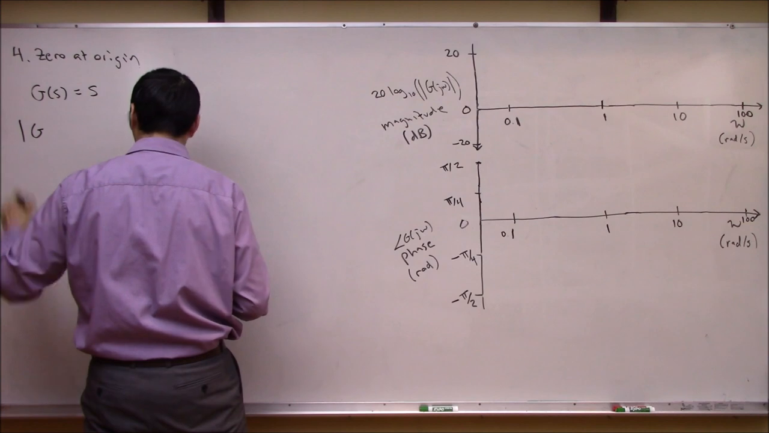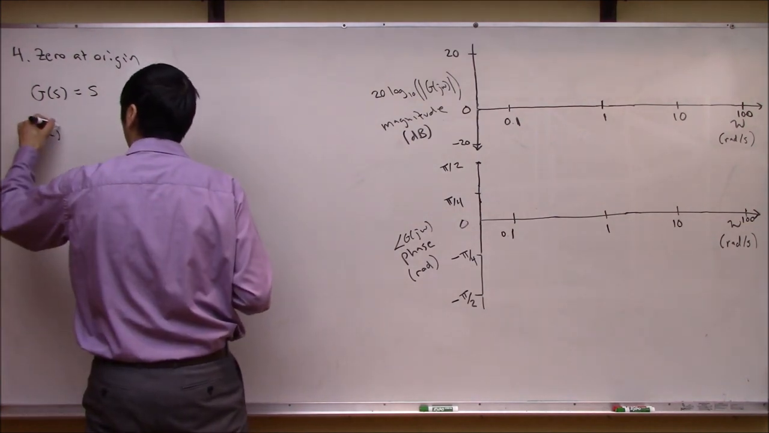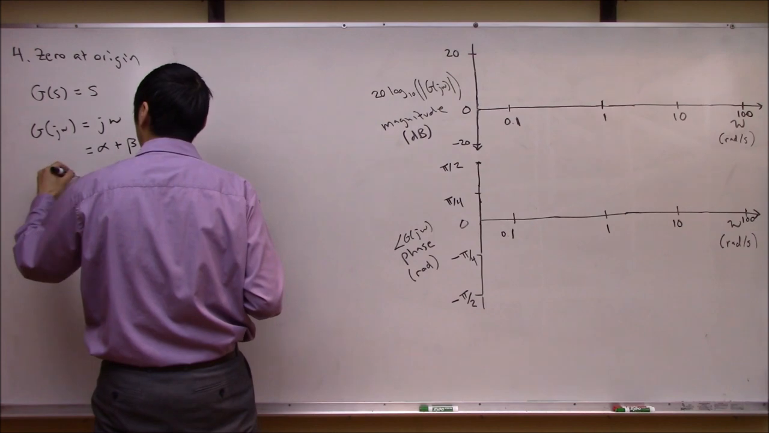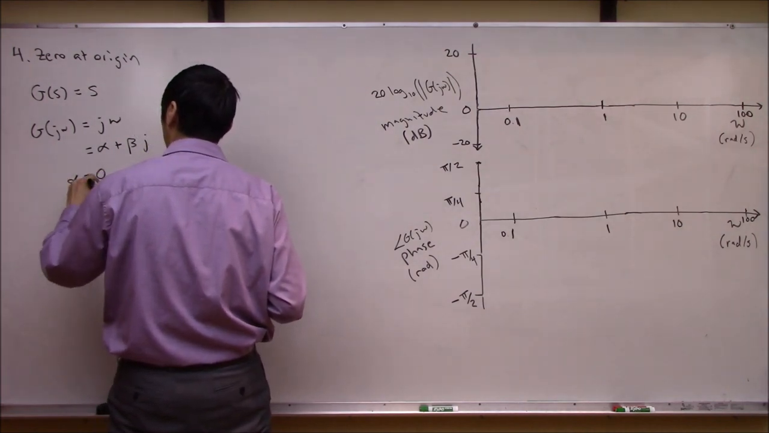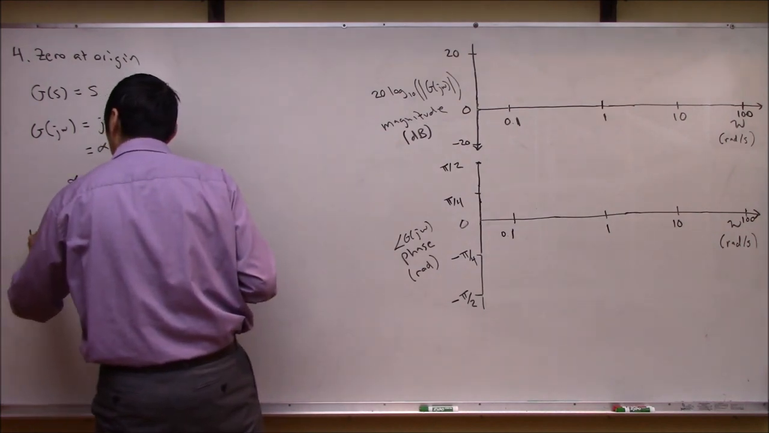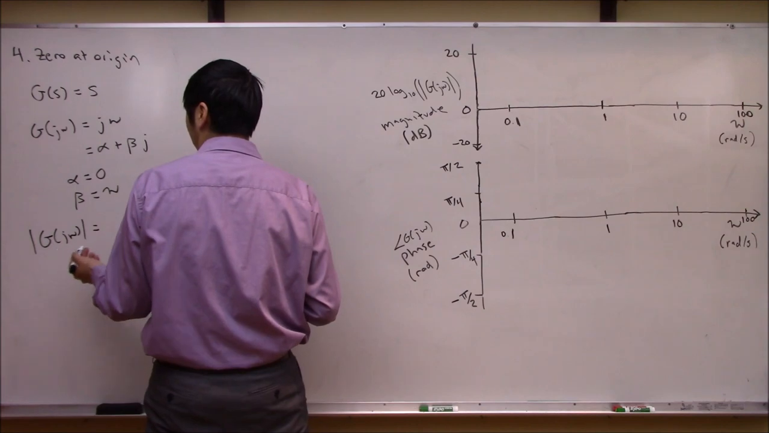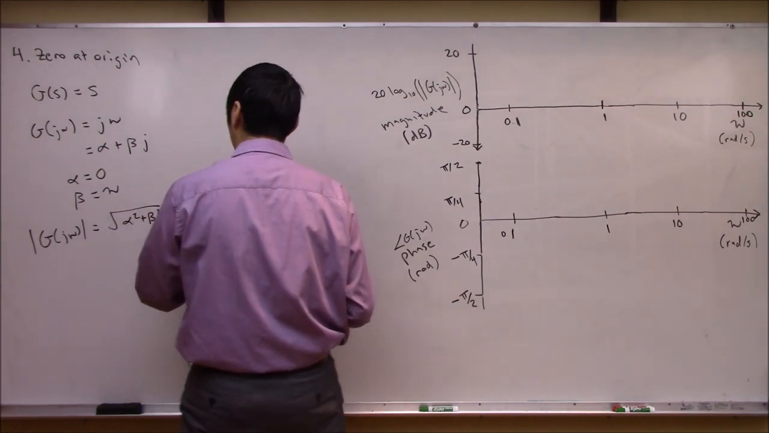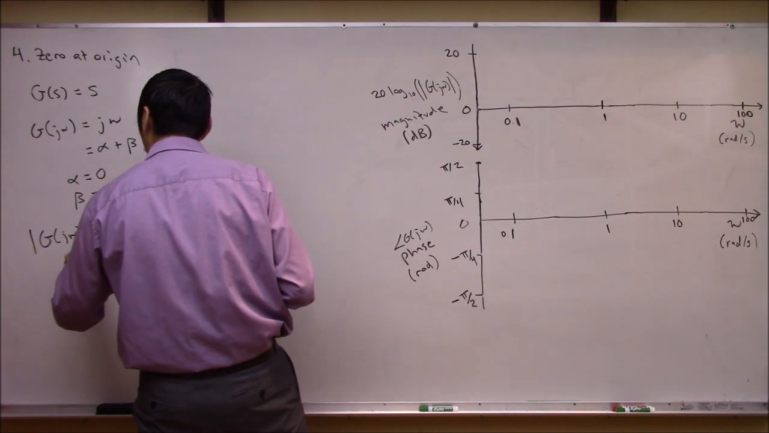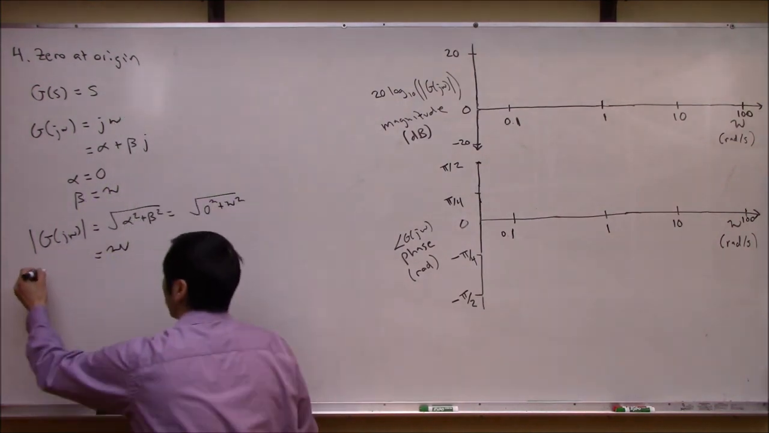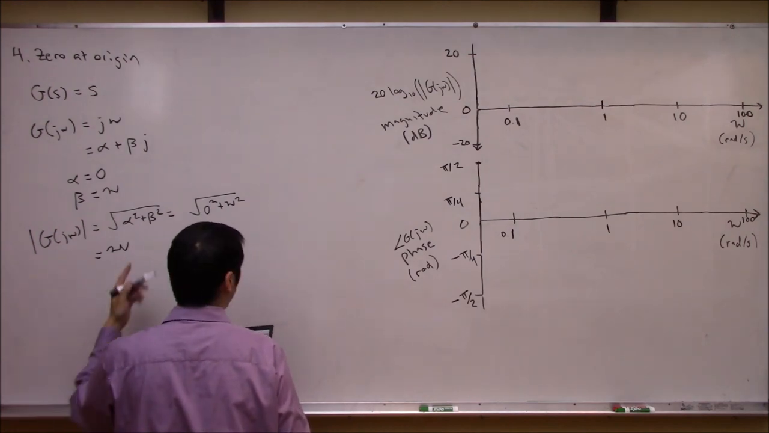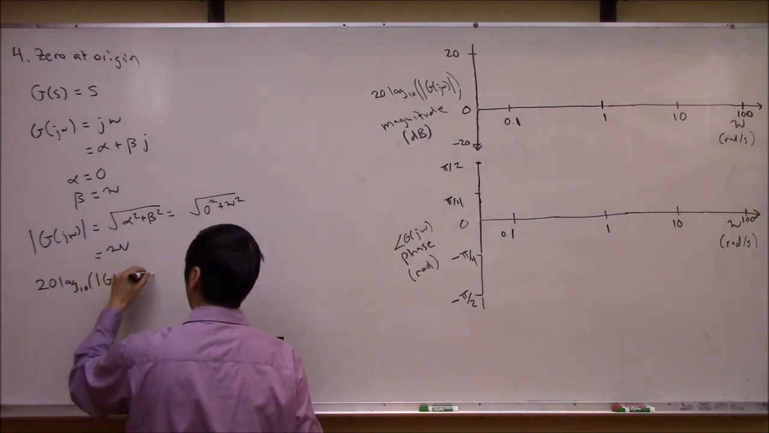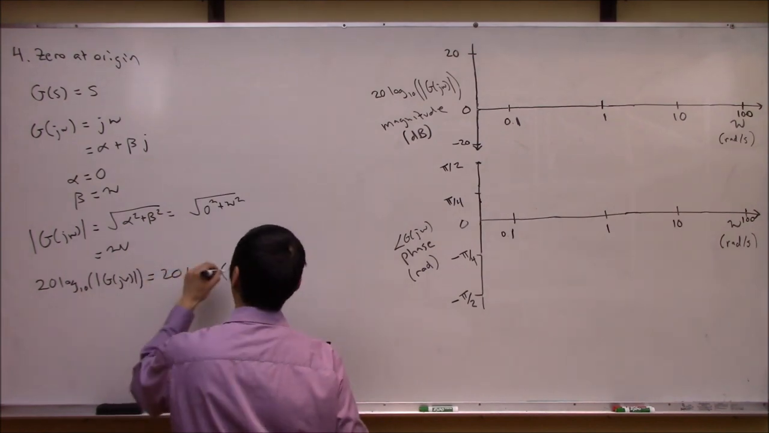So G(j omega) is actually really easy. It's just j omega. Or if you want to write this as a real plus an imaginary component, you can basically see that alpha is just zero and beta is just omega. So the magnitude of G(j omega), which is our amplification, is super simple. It's just the square root of alpha squared plus beta squared, which is the square root of zero squared plus omega squared. So it's just omega. And again, for our Bode plot, we really want 20 times log base 10 of the magnitude of G(j omega). So it's just 20 times log base 10 of omega.